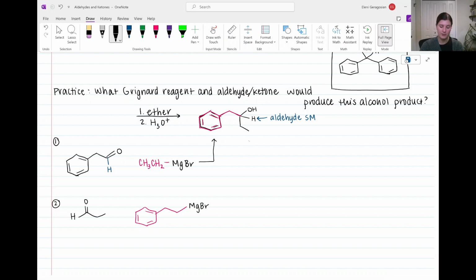So our first set of reagents would produce that final product, and our second set of reagents would also produce that final product. So often, if you're given the product of a Grignard reagent reaction or the addition of an organolithium to a carbonyl, then the starting materials are really two different options of what aldehyde or ketone and organometallic reagent could be used to create that final product.